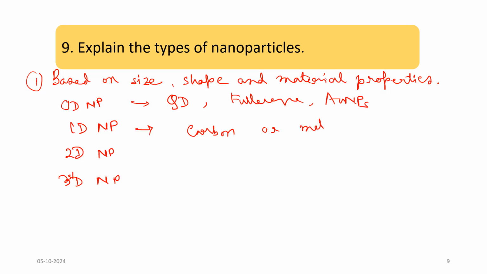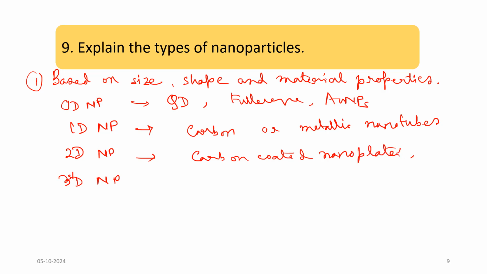Gold nanowires, also there in 1D polymeric nanofibers, metal nanorods. Under 2D nanoparticle comes carbon coated nanoplates, graphene sheets, layered nanomaterials. And third, 3D nanoparticle is bulk nanomaterials, polycrystals, liposome, polycrystalline and dendrimers. Okay, so this one is based on size.